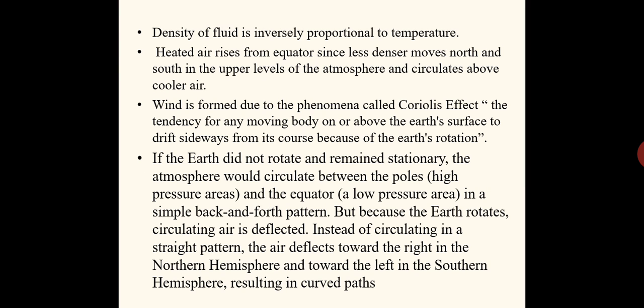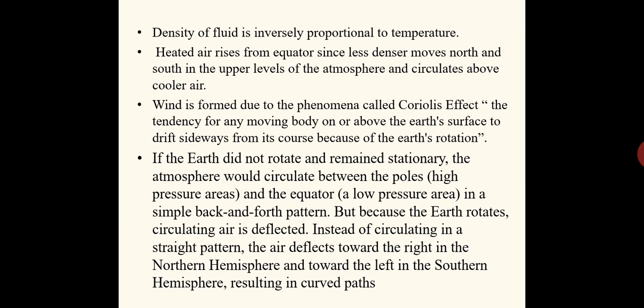If the earth did not rotate and remained stationary, the atmosphere would circulate between the two poles. The poles mean high pressure areas, and the equator is actually the low pressure area. Since the temperature is high, the pressure at the equator will be low. At the poles, we have low temperature, which means the density is much more, so the pressure will be high. So if the earth did not rotate and remained stationary, the atmosphere would circulate between the poles and the equator in a simple back and forth pattern.